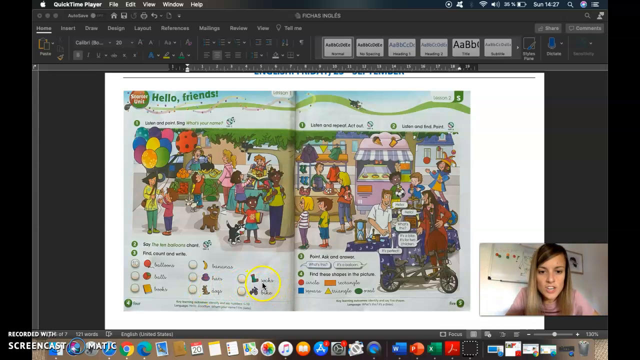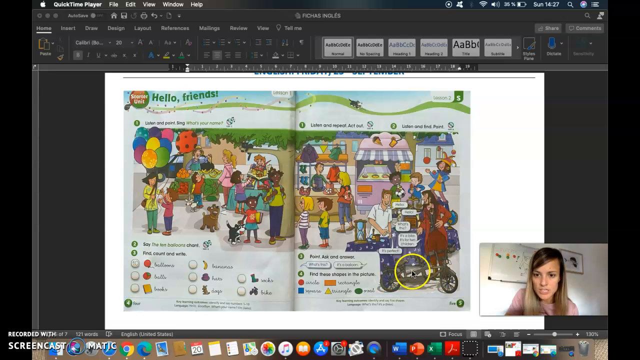What is here? Socks. I put on my socks before putting my shoes. Socks. Okay, let's find the socks. Where are they? Here, at the shop. So, 1, 2, 3, and 4 again. 4 socks. Okay, write number 4 again. The green balloon. And finally, how many bikes are there?